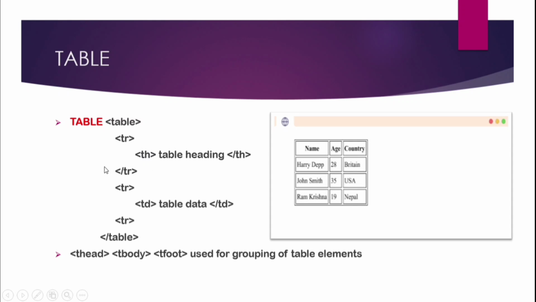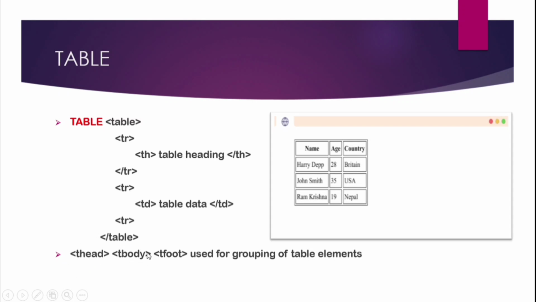And in the table we also have a grouping method. What is that grouping method? Whenever we want to group any elements, we have the main three grouping elements. One is the table head, where you can write the table headings. Then the table body, that is the table data that we can group by using the table body, tbody.